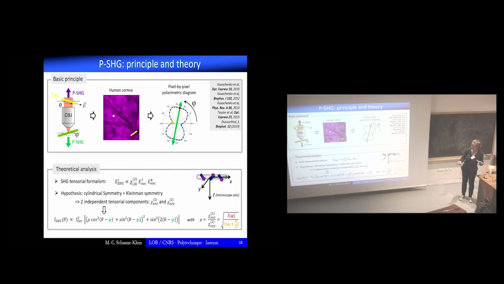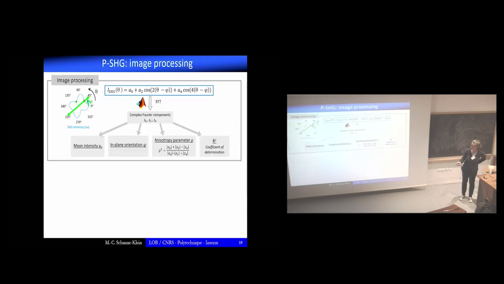So, of course, the average second harmonic signal, this orientation phi, and rho, that is the anisotropy parameter, that is a ratio of the 2 tensorial components, and practically the ratio of the 2 minima. So this is not very practical to handle.